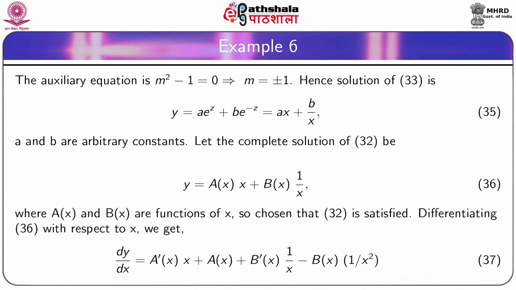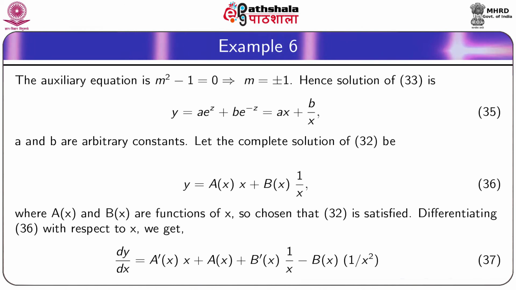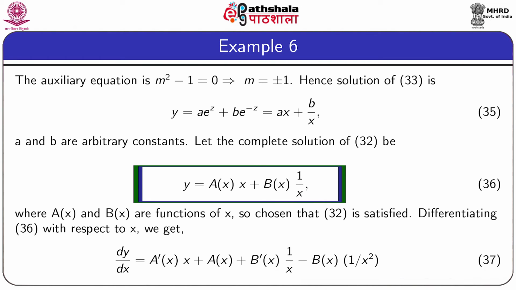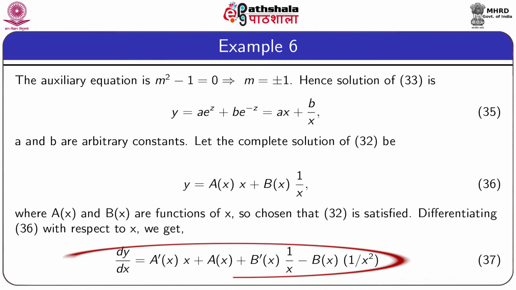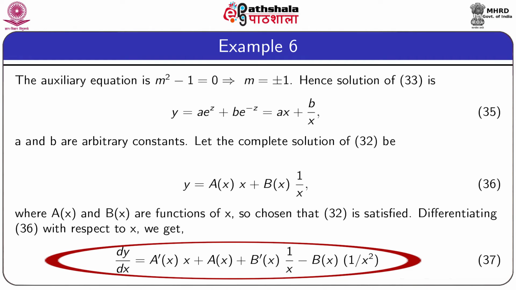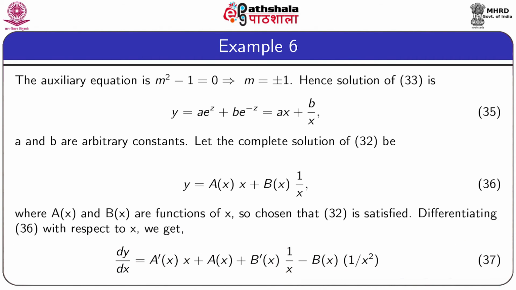Let the complete solution of 32 be of the form y equal to a(x) multiplied by x plus b(x) multiplied by 1 by x, where a(x) and b(x) are functions of x, so chosen that 32 is satisfied. Differentiating 36 with respect to x, we get dy/dx equal to a dash x into x plus a(x) plus b dash x into 1 by x minus b(x) into 1 by x squared, given by 37.